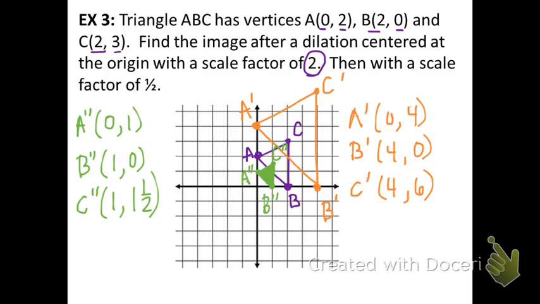And I did shade that in so you could see that a little bit better, but there's your A prime, B prime, A double prime, B double prime, and C double prime. And that 1.5, you would go over 1, up 1.5 to be able to get that point.